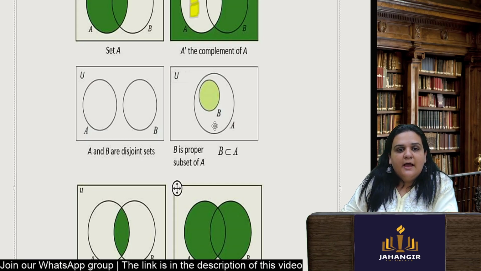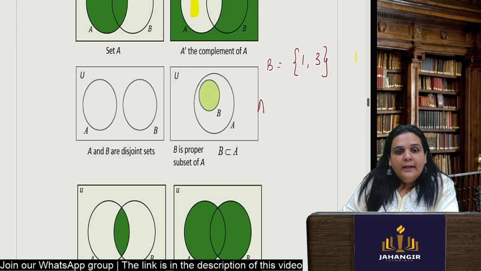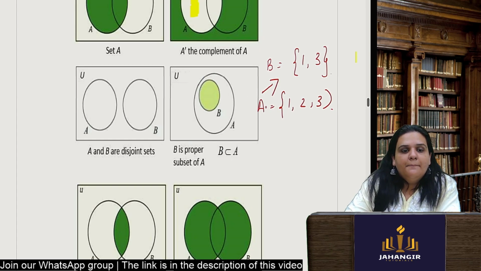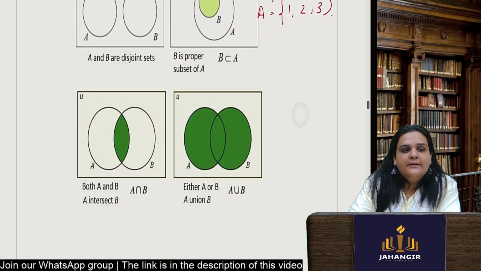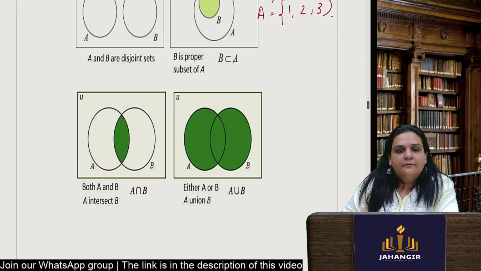Okay, so say in set B you have 1 and 3, and in set A there is 1, 2 and 3. So B becomes a subset of A, a proper subset of A. And it is denoted as B is a subset of A, with this sign.